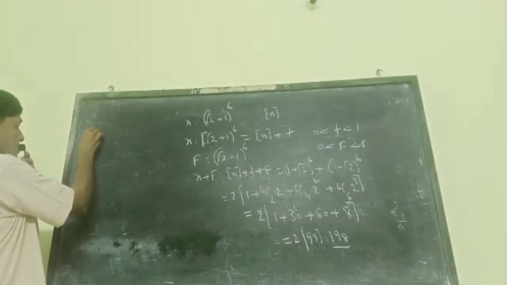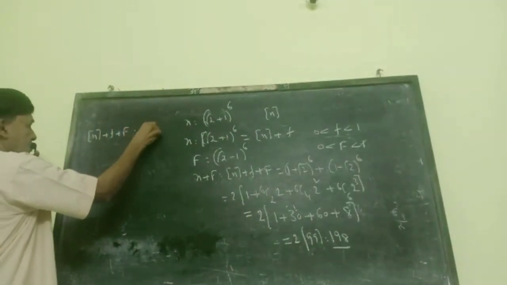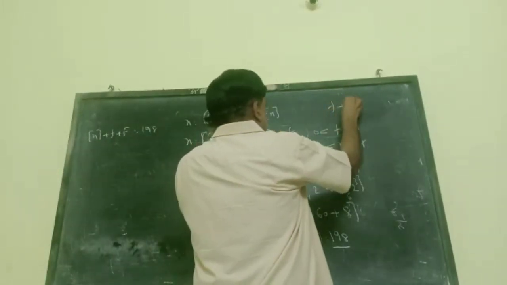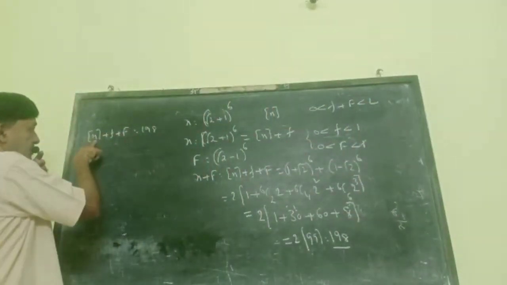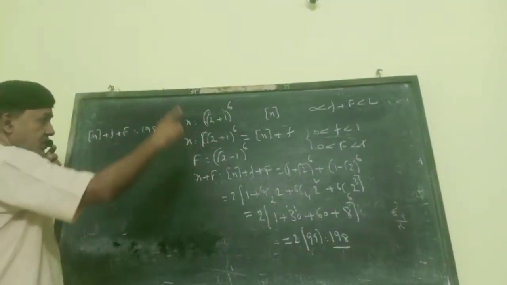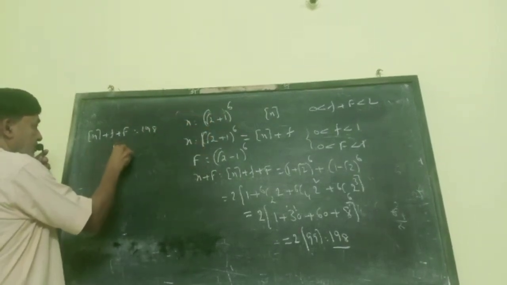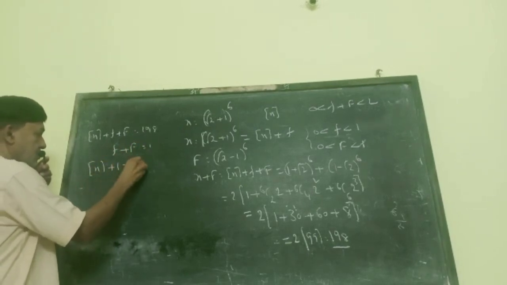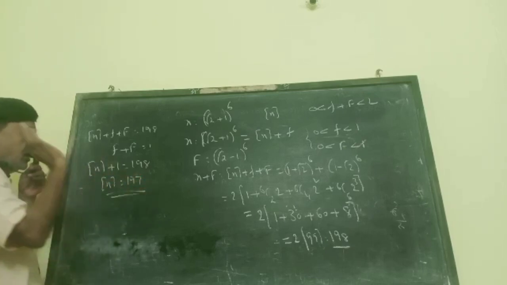So you have got step x plus f plus F is equal to 198. See, from these two, what is f plus F? It lies between 0 to 2. Since step x is already integer, f plus F must be what? Integer. What is the integer lying between 0 and 2? 1. Therefore, f plus F is equal to 1. So, step x plus 1 is equal to 198. Step x is equal to 197.